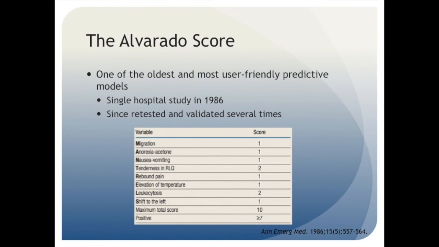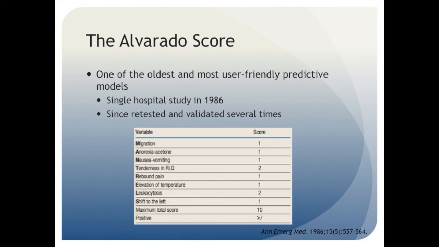I wanted to say a word here about the Alvarado score, which is one of the oldest tests that we use to evaluate appendicitis. Originally, it was based on a single hospital study in Philadelphia in 1986, but since it's been retested and validated several times. And in general, even though there are many other similar tools out there, people keep coming back to the Alvarado score as a good way to initially evaluate a patient who may have appendicitis. People often remember it by the acronym MANTRALS that you can see here in the figure.